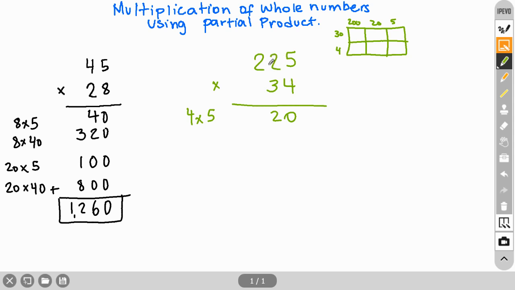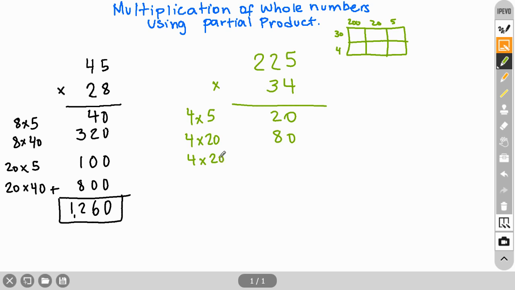Think about it. What does this 2 represent? It's not only 2. If you said 20, you're correct. So it's 4 times 20. So 4 times 2 equals 8. And then you add the 0. So it is 80.